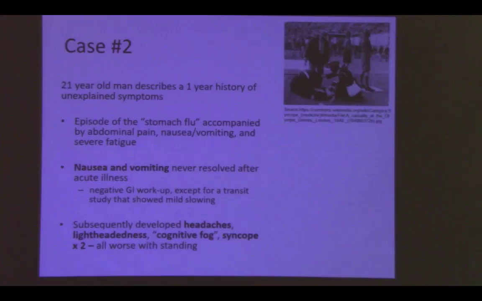He sought out a pretty extensive GI or gastrointestinal workup, and essentially all the testing was normal except for his gut transit time, or the motility of his gut, was found to be slowed. In the same time that he developed this chronic nausea and abdominal pain, he also developed new headaches and dizziness and some mental cognitive processing trouble and fainted twice. So all of these things, as we've been talking about the different types of organ systems involved in the autonomic nervous system, you can see how this might link together. And he was referred for autonomic testing and evaluation.